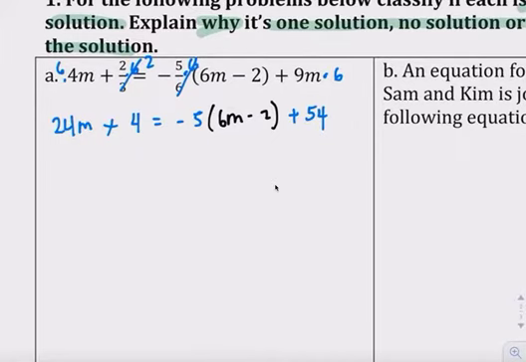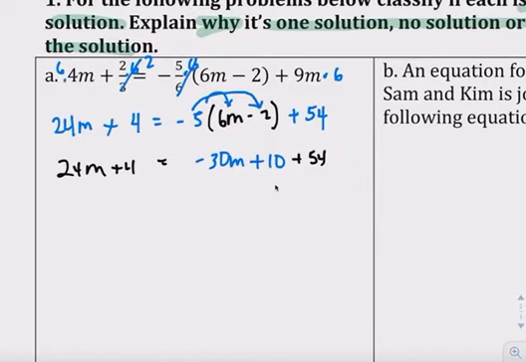Okay, did you get that? Can distribute. Here's the mistake, that's -30m. That's not the mistake. The mistake is normally -2 to -5. I mean -5 to -2. It's a +10. And everything else stays the same. 54, 24m plus 4. Combine like terms, right? The 10 and the 54, that makes 64.